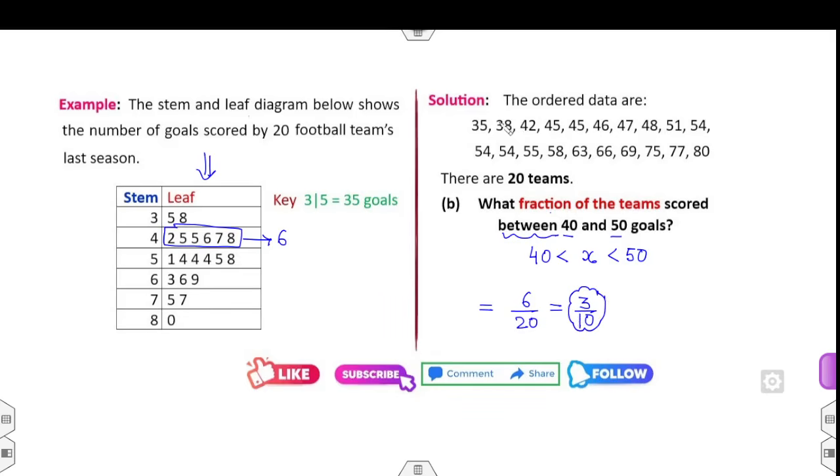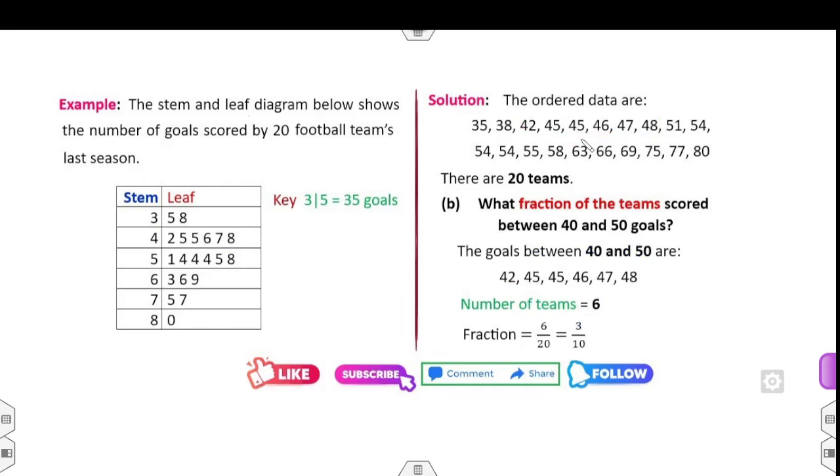Otherwise, you can look at this diagram. 30 and 40. 40 and 50, up to this part. Again, you have seen there are 6 numbers you can get, so the fraction is 3 by 10.